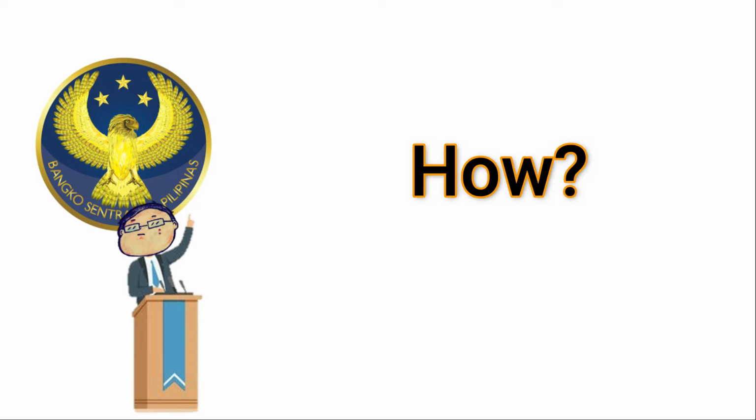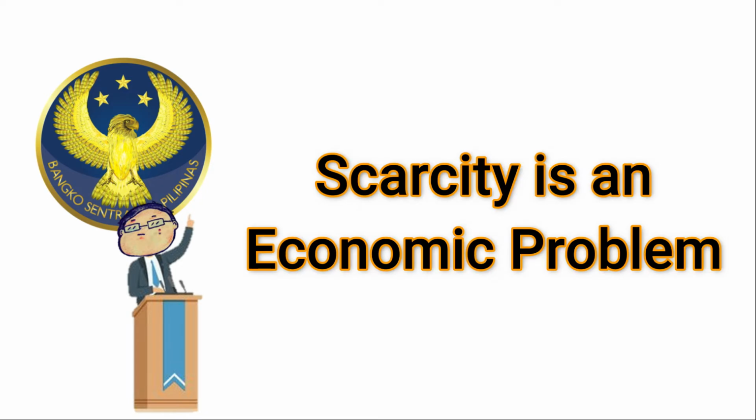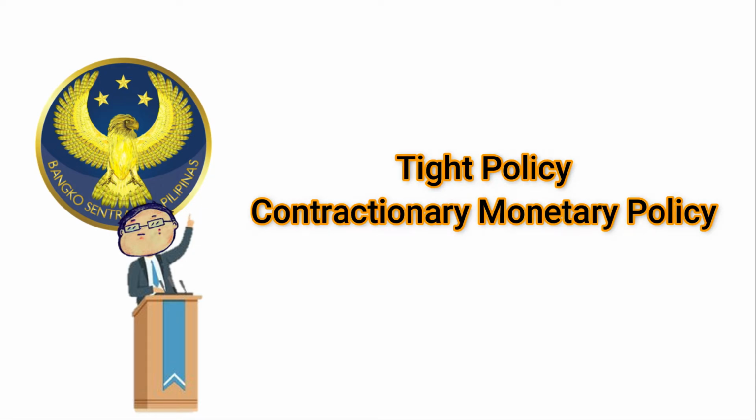Inflation? How? When demand is high because of easy access to money, then it affects the supply of goods and services. Scarcity of resources and easy access to money creates inflation. To avoid inflation from happening, the BSP and government will work hand in hand in implementing the tight monetary policy.